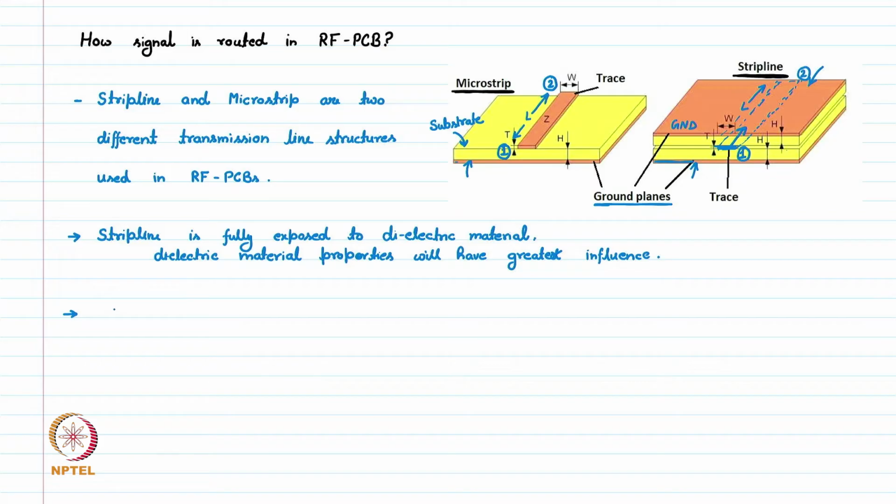However, on the other hand, in microstrip only one side, the bottom side, is exposed to the substrate. On the top, this is exposed to air, which is typically a very low loss medium. So, microstrip has lower loss due to isolation from substrate.